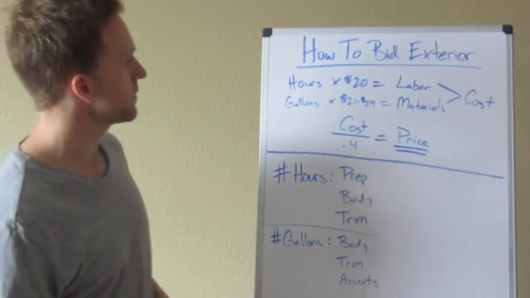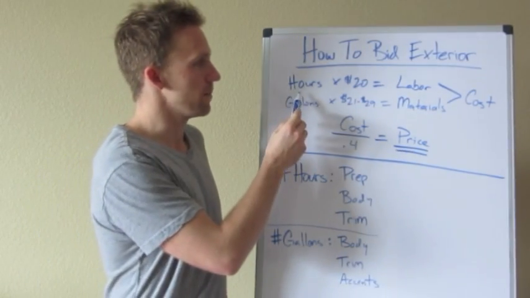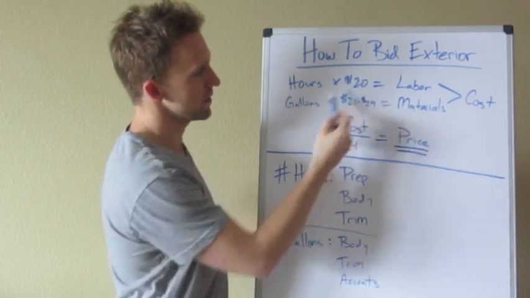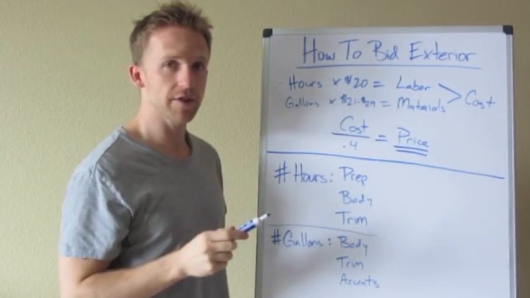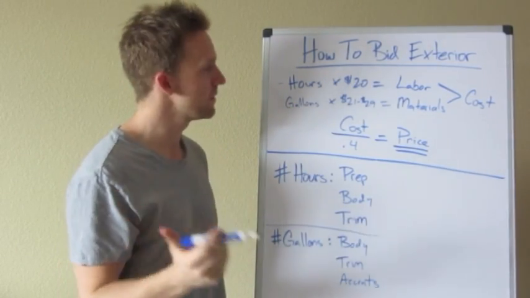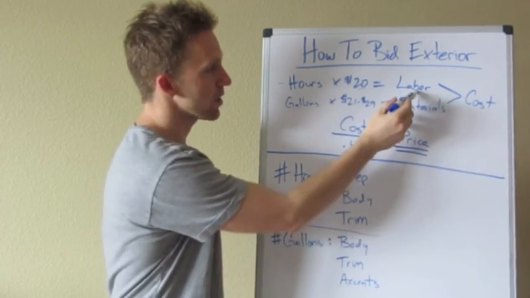First things first, just what we talked about in how to bid a paint job is how you're going to come up with your price. This is basically your pricing formula. So you have the number of hours that we estimate for the job, so that could be 20 or 100. The number of hours times $20 an hour. That comes up with your labor cost.